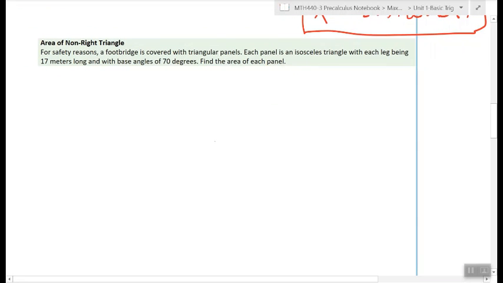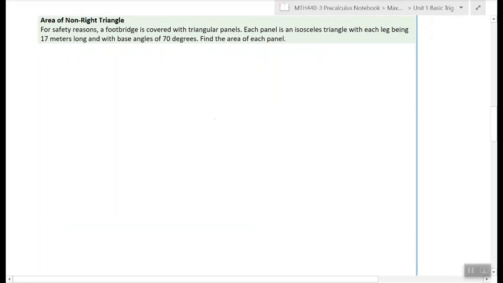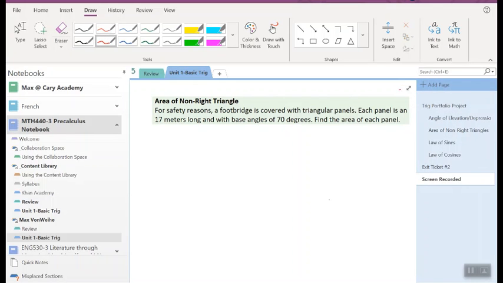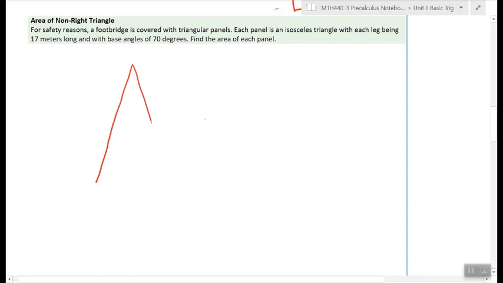Alright, so for this problem, we will be using the formula to solve the area of a non-right triangle. For safety reasons, a footbridge is covered with triangular panels. Each panel is an isosceles triangle with each leg being 17 meters long and with base angles of 70 degrees. Find the area of each panel. So let's draw our isosceles triangle. It's got two equal legs and two equal angles. So base angles are 70 degrees.